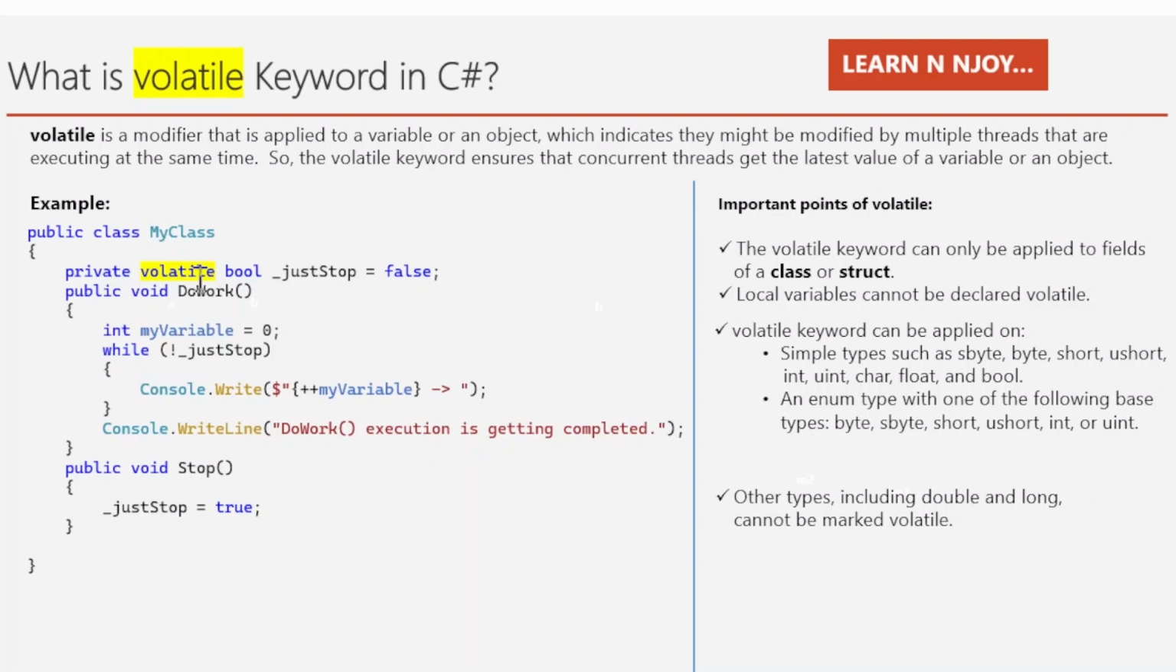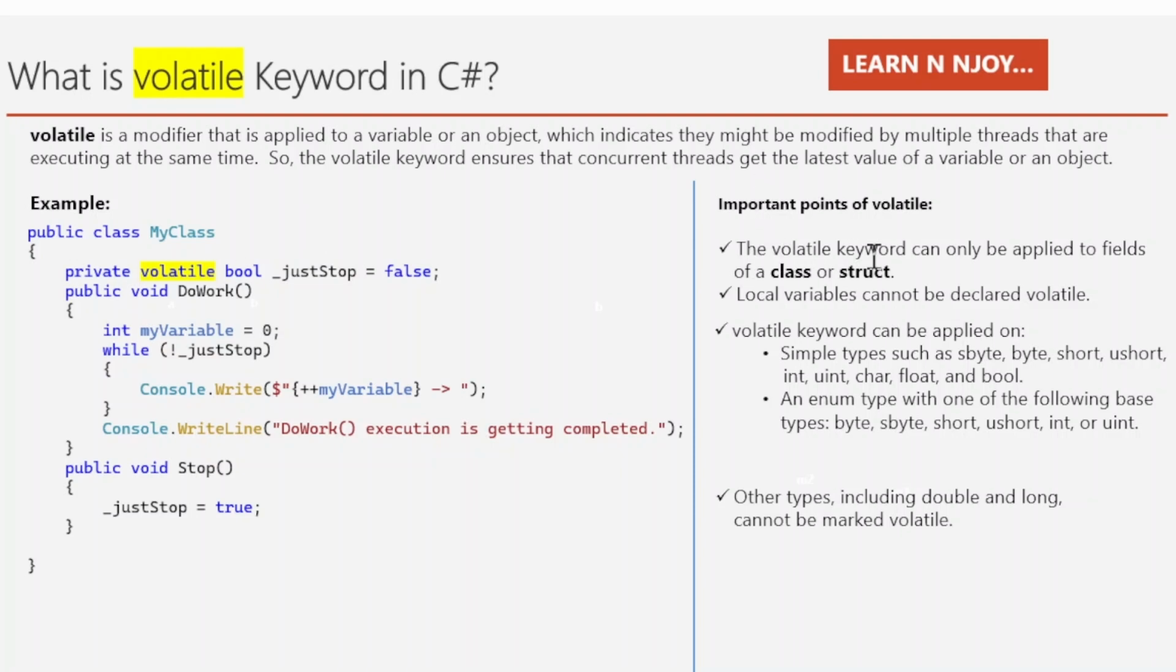Let's suppose it is not marked with the volatile keyword, what will happen? Then it would have the stale value and give us an unpredictable outcome. Okay, we'll see the demo of it in Visual Studio. Before we jump into Visual Studio, let's first understand the important points related to the volatile keyword.